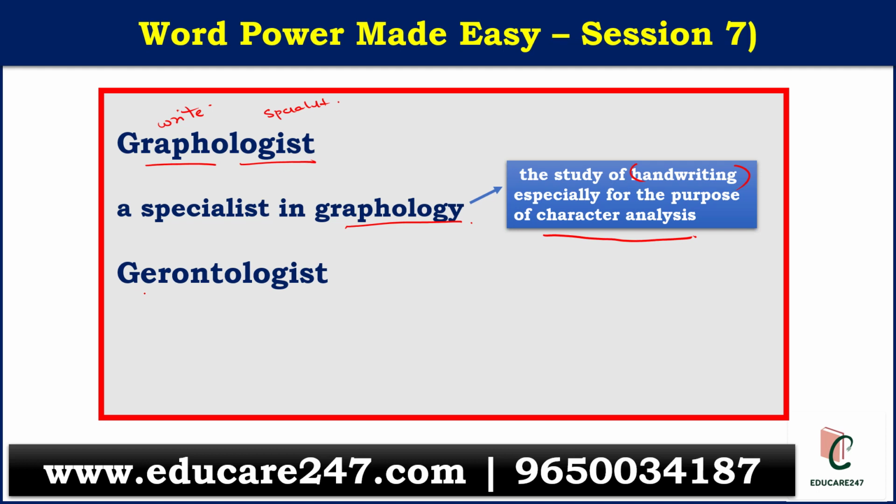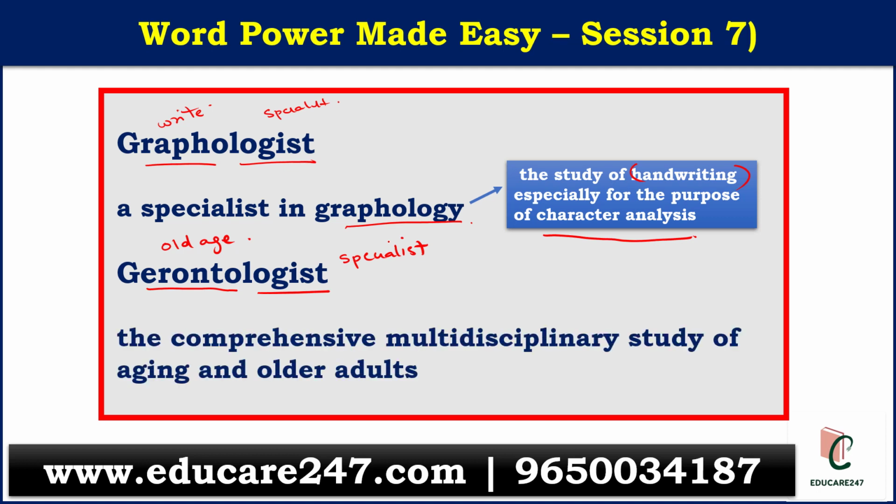Next we have the gerontologist. So geronto will be relating to old age, and logist will again be a specialist. So the comprehensive multidisciplinary study of aging and older adults. So this word is also relating to, if you remember, geriatrics, which we actually studied in the previous session. So this is a study of aging and older adults. So geriatrics we actually used to treat. So here geriatrics will treat old age people using the science.